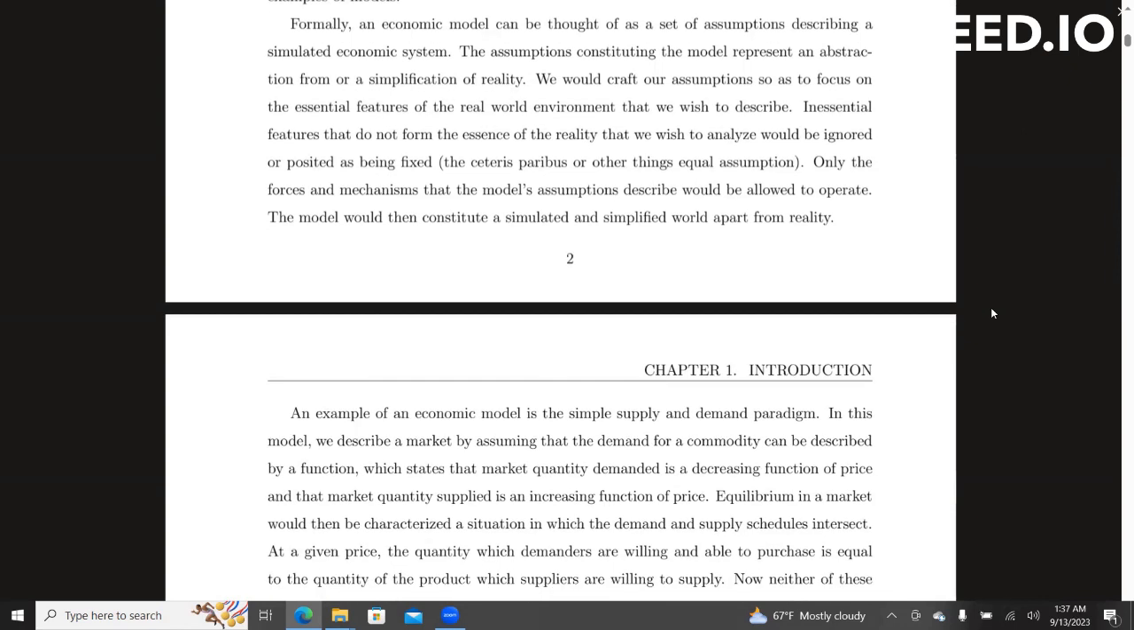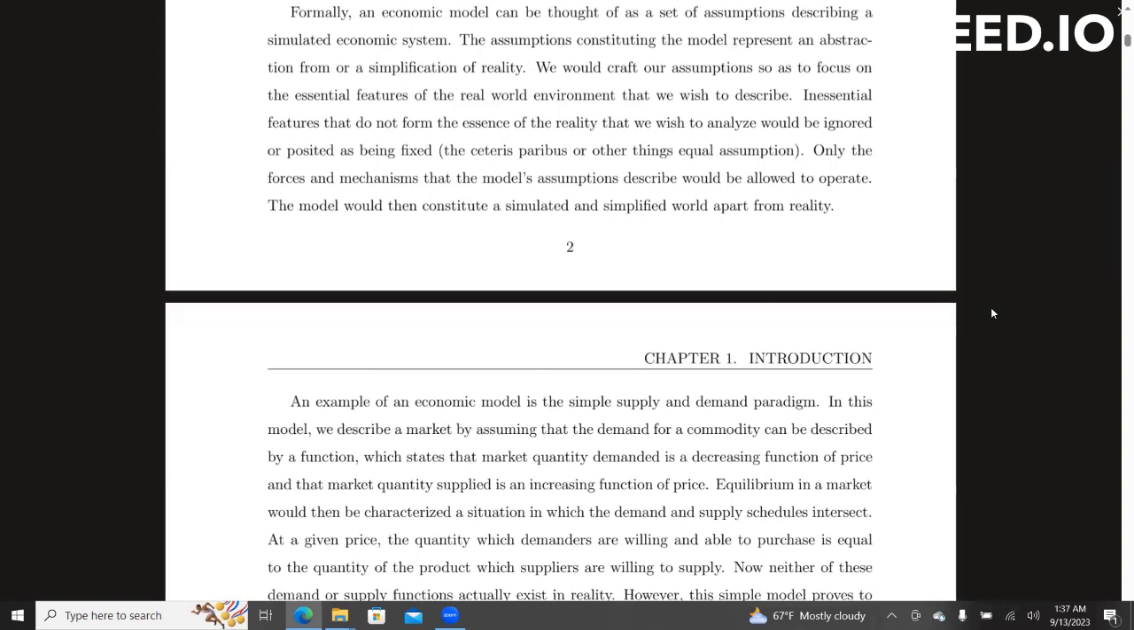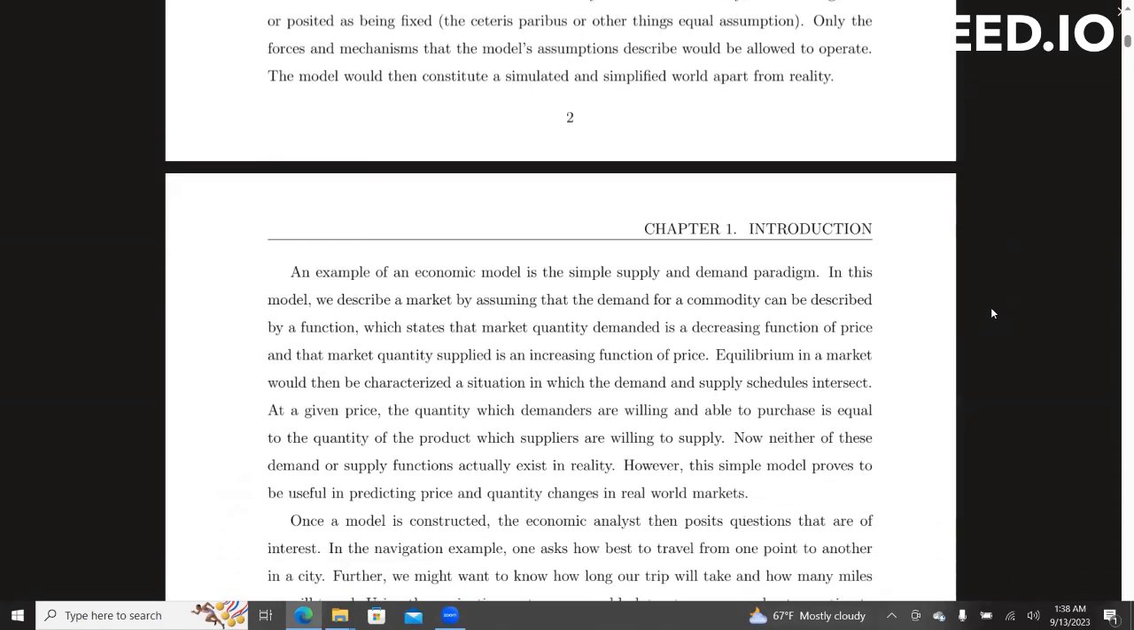Something in Latin, who cares? Only the forces and mechanisms that the model's assumptions describe would be allowed to operate. The model would then constitute a simulated and simplified world apart from reality. So we have examples that are better, exactly what I just read.